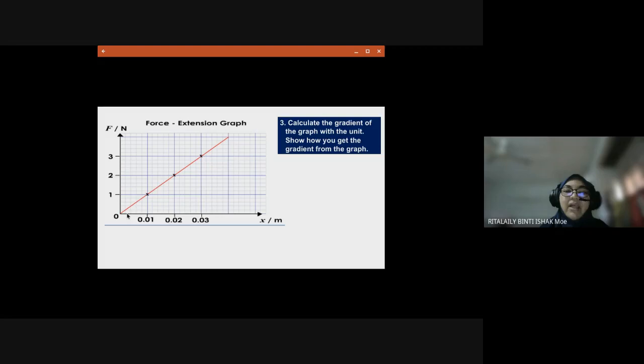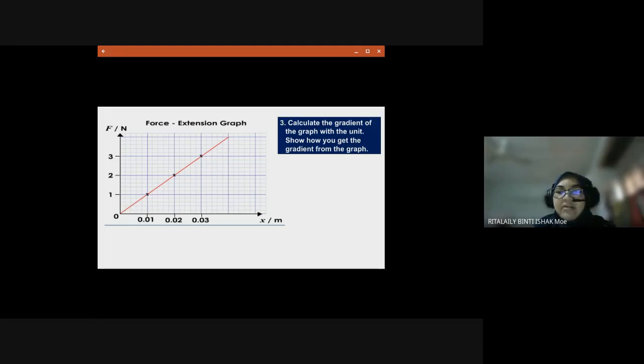So here it is not very accurate. However, this PowerPoint is only to show the gradient. Okay, based on the graph, can you please calculate the gradient of the graph? What is the gradient? You can write your answer in the chat. Based on the graph, what is the gradient?